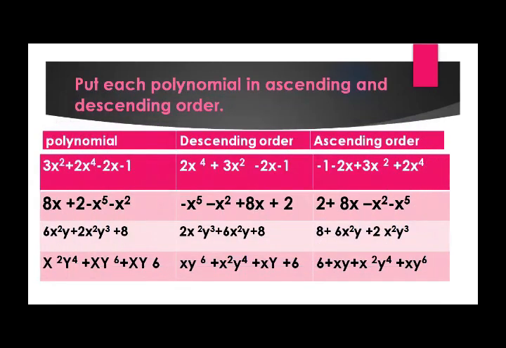Now here we have put each polynomial in ascending and descending order. There are three columns. The first column is for polynomial, where you can see there are four polynomials. The second column is for ascending order, and the third column is for descending order. The first polynomial is x square plus 2x4 minus 2x minus 1. As we are observing, these terms are not given in an order. If we want to write them in descending order, we are going to follow the given steps.